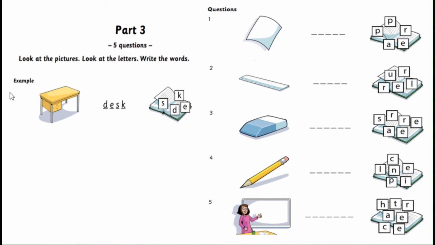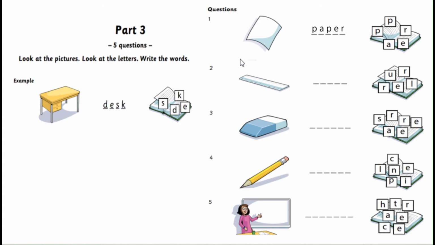Example. Look at the picture. What is it? Order the letters. It's a desk. Okay. Now, questions. Number 1. Look at the picture. What is it? Order the letters. It's a paper. Okay. Picture number 1 is paper.